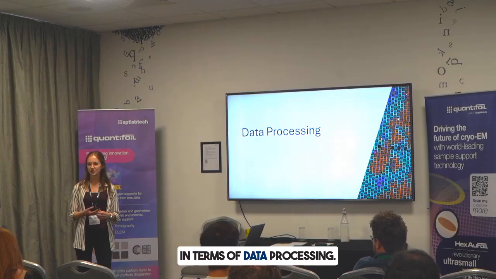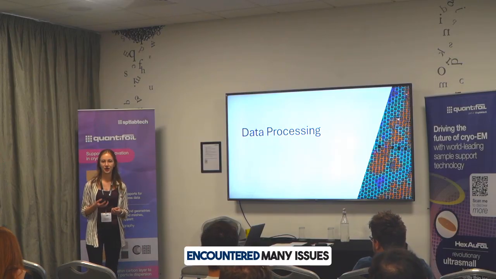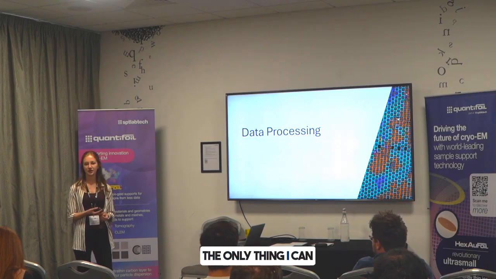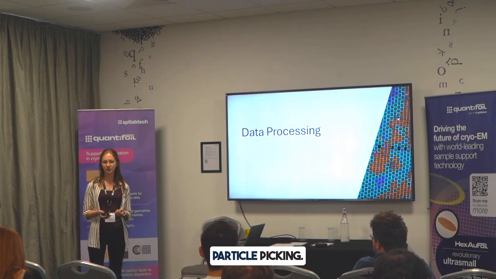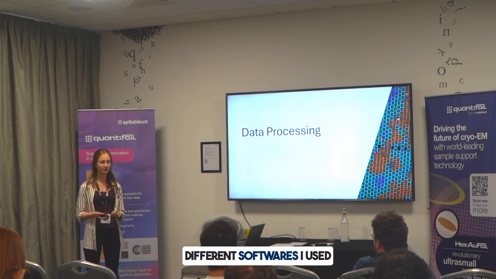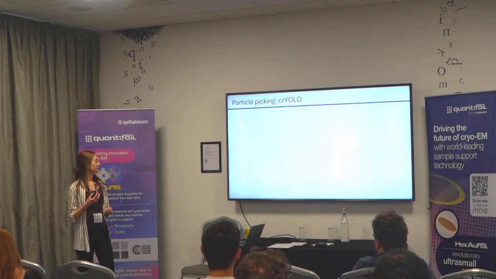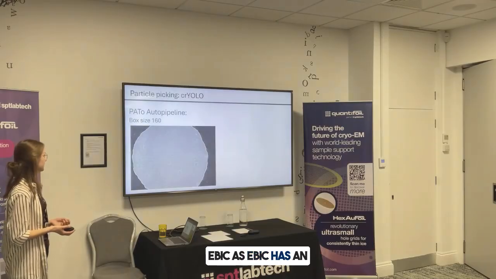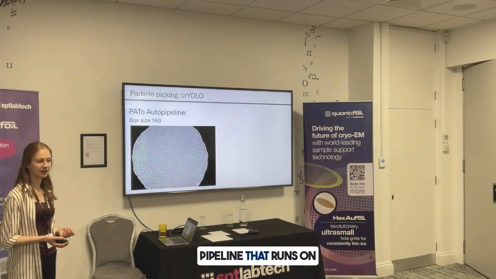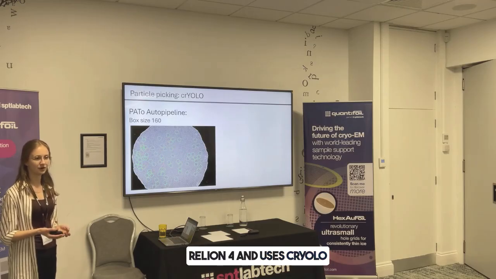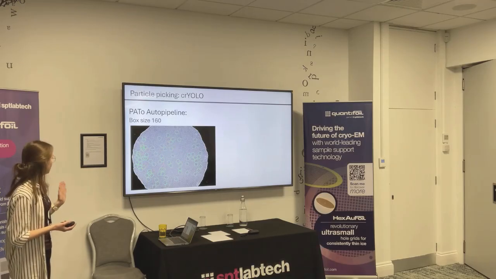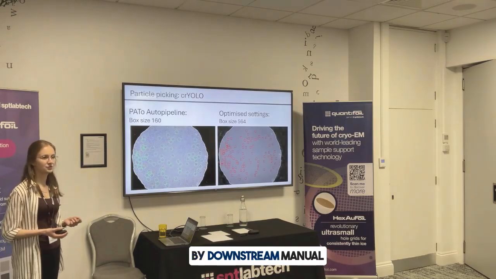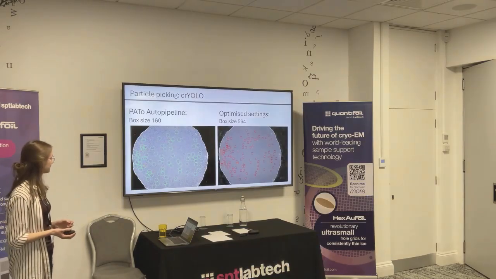In terms of data processing, I have not encountered many issues with the HexAuFoil datasets. The only thing I can think of is potentially particle picking, so I will go through the different software I used. Warp is the first software that is used in EBIC, as EBIC has an automated processing pipeline that runs on Relion 4 and uses Warp for particle picking. The particle picking isn't perfect, but can be optimized by downstream manual tweaking of the settings.